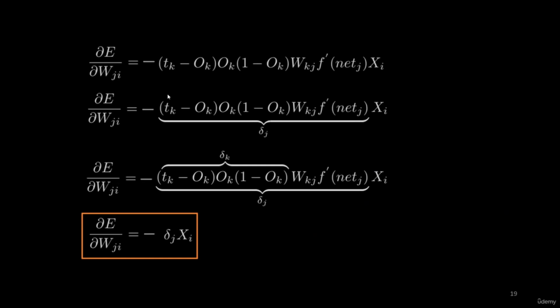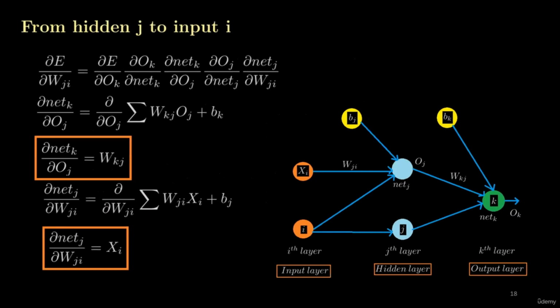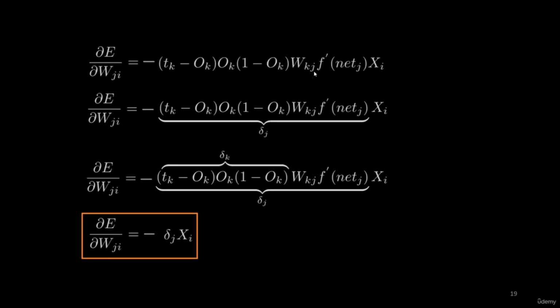Here, this is our third value, d net k over d oj, and this is our fourth value. So remember, wkj is our third value, this is our fourth value, and this is our fifth value. Now we have already put these two values from our previous lecture. For the third value we will put wkj, and for the last value we will put xi.